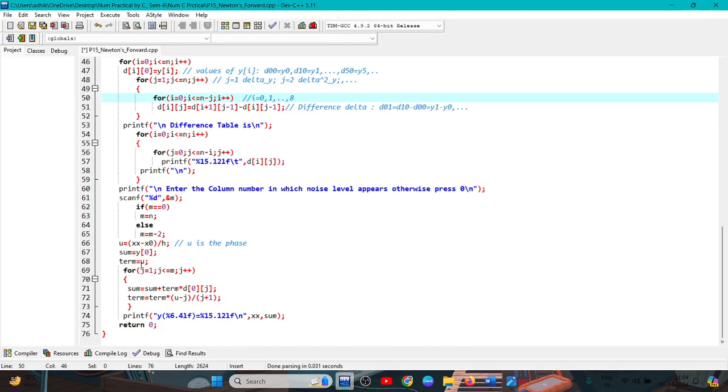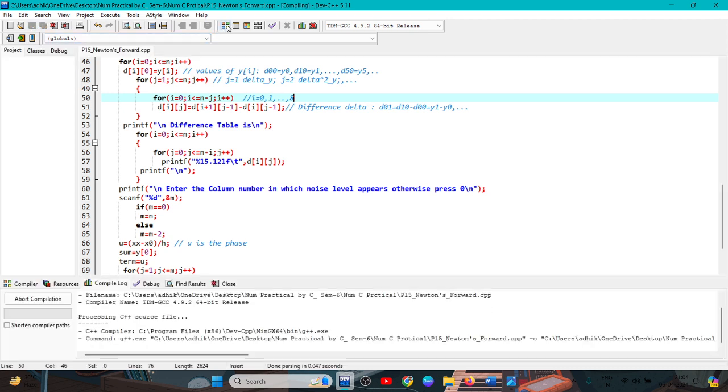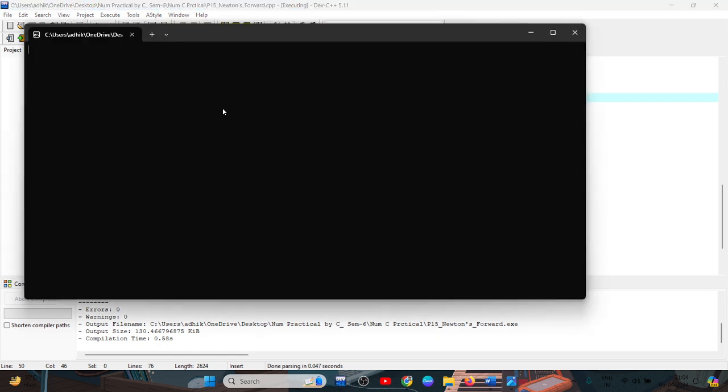After completing the j loop, you get the sum and print the value of the sum: y equal to percent 6.4 lf, the long floating, with xx comma sum, and return 0. First save this program, then compile and run it. So this is Newton's forward interpolation formula.